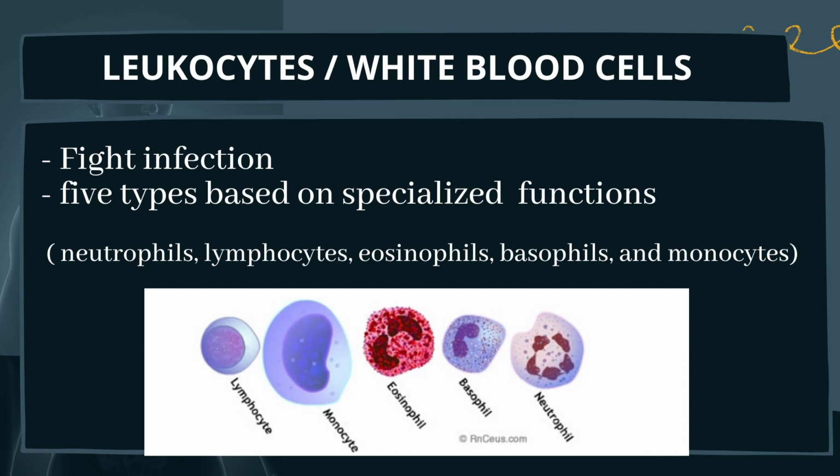They can pass through the walls of capillaries to patrol the tissues and reach the lymph system. The lifespan of white blood cells ranges from 13 to 20 days, after which they are destroyed in the lymphatic system. The number of leukocytes changes with age.